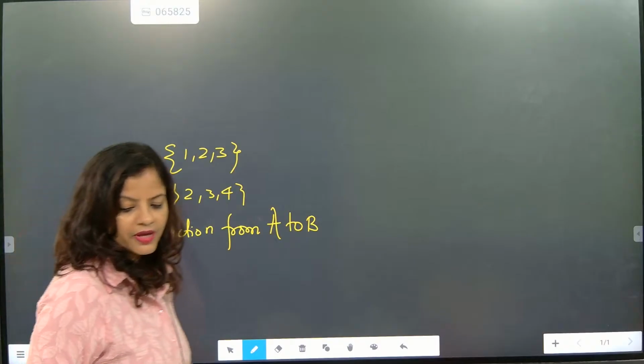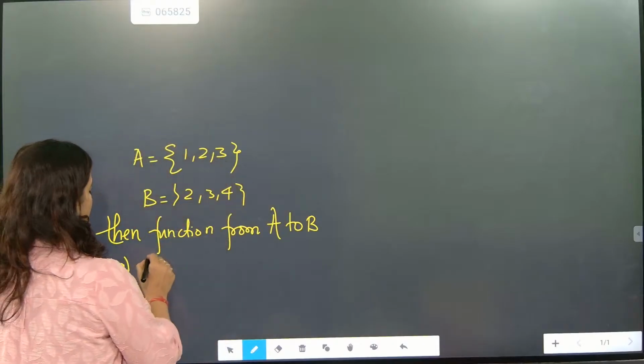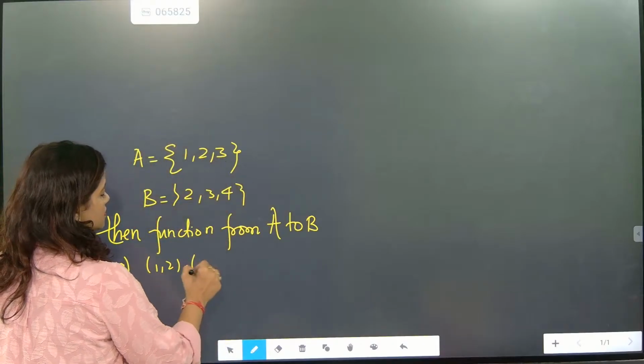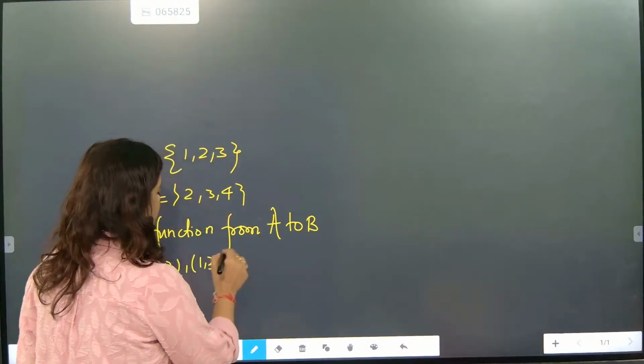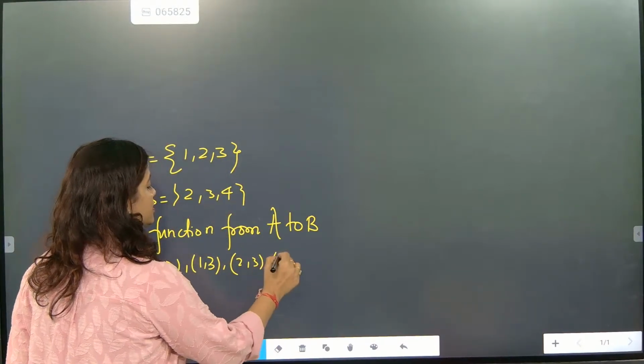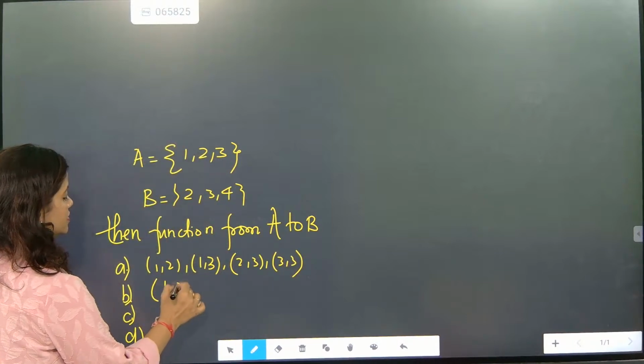Then function from A to B, which one is it? Check the options: 1, 2, 1, 3, 2, 3, 3, 3. This is the first part, I'm writing everything. Next, 1, 3, 2, 4.